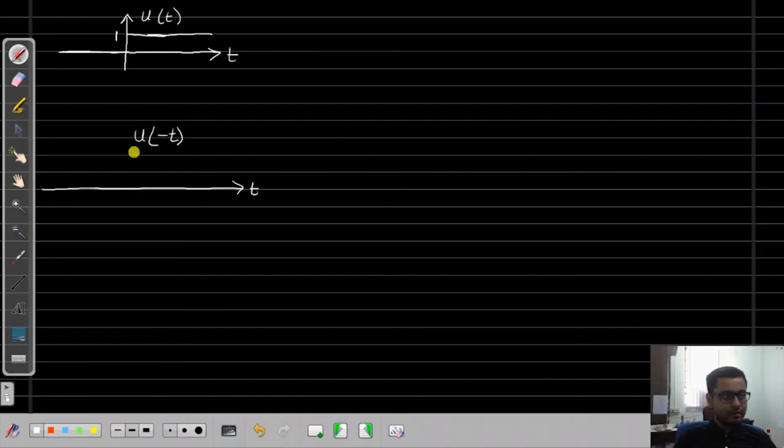Time. Now this is a time reversal of the original signal. Therefore, this signal will have a value of 1 before t equal to 0 and then 0 in this region. So this is a time reversed or horizontally flipped version of this signal.